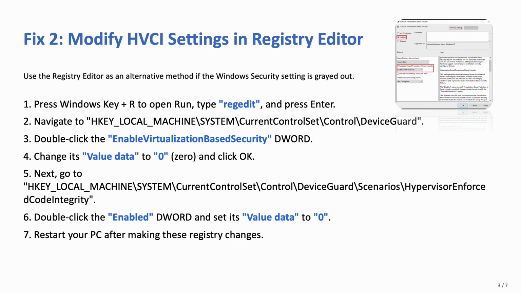The second fix is to modify your HVCI setting in the Registry Editor. For this, press Windows R to open Run and type regedit. Then navigate to the system key where you double click EnableVirtualizationBasedSecurity and change its value to 0. Next to the HKEY_LOCAL_MACHINE folder, here you can check the complete directory. Then click the option Enabled DWORD and set its value data to 0. Then restart your PC after making these registry changes.